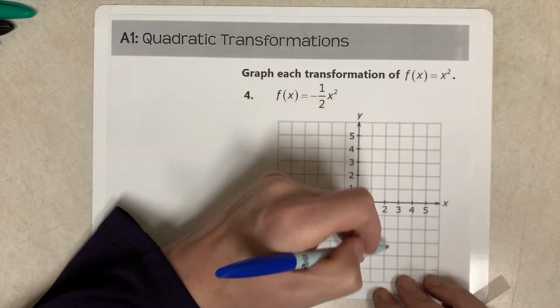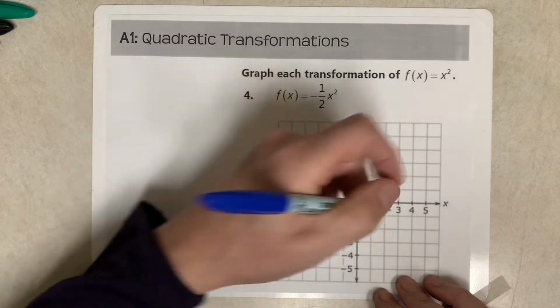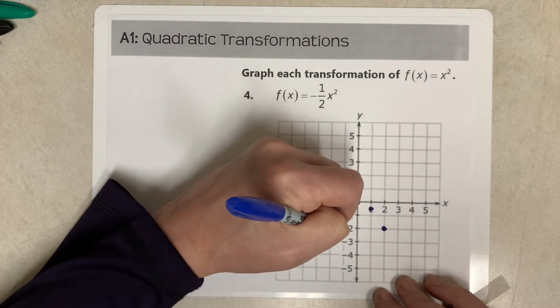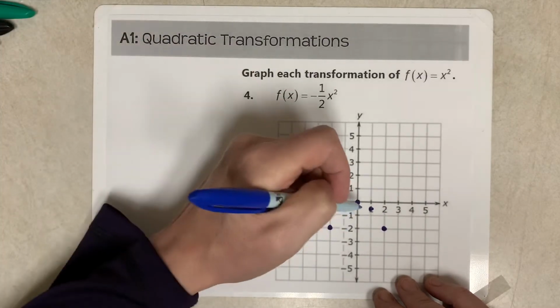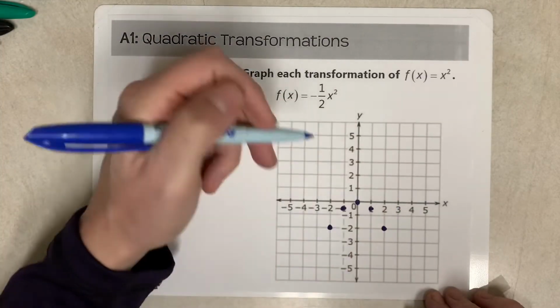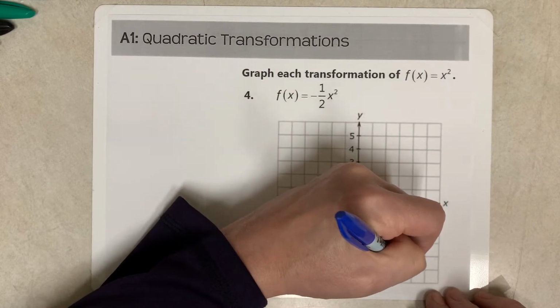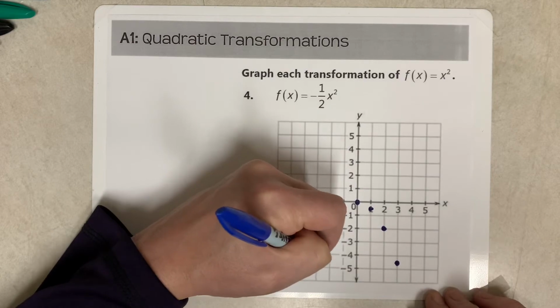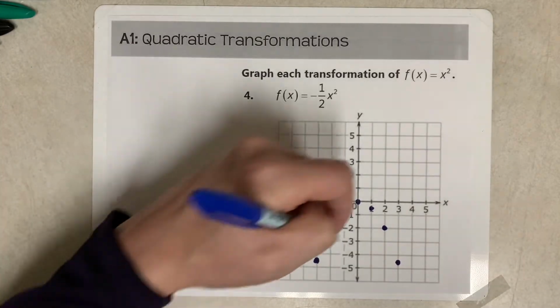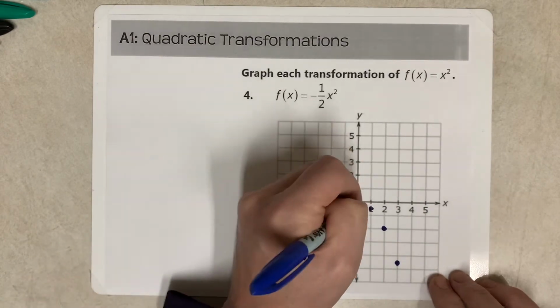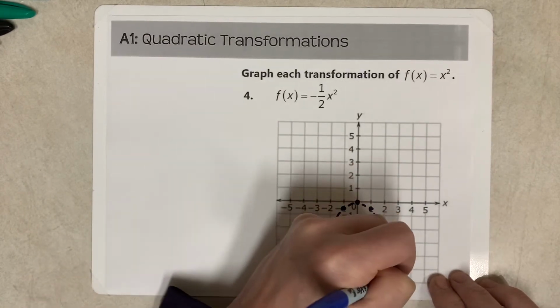Over 2 down 4 it used to be, but now we're taking half, so over 2 down 2. And we see our graph is going to get wider. Over 3 it used to be down 9, but now it's half of that, so 4.5. Right there, and that's all we can fit on there. And so now we're going to connect our points smoothly and make our parabola.